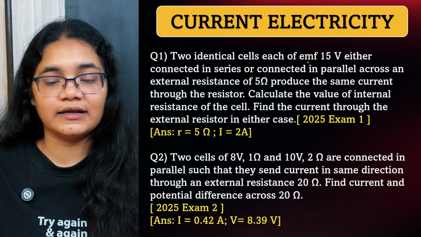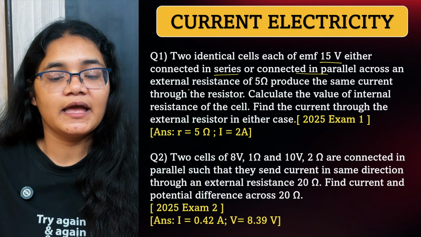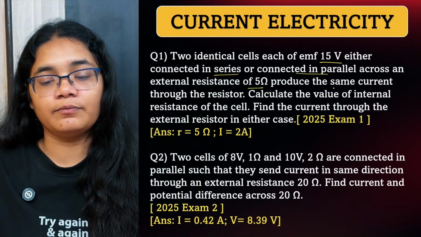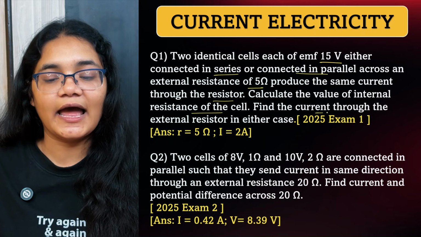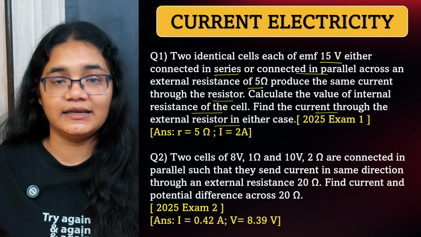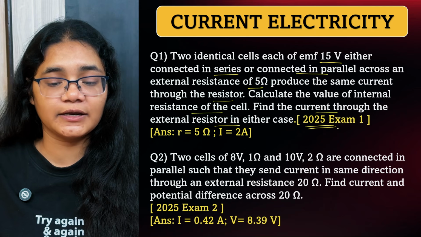When two identical cells, each of 15 volt, either connected in series or connected in parallel across an external resistance of 5 ohm, produce the same current through the resistor. Calculate the value of internal resistance and the current through the external resistor in either case. Next, we have, this was last year's paper question.